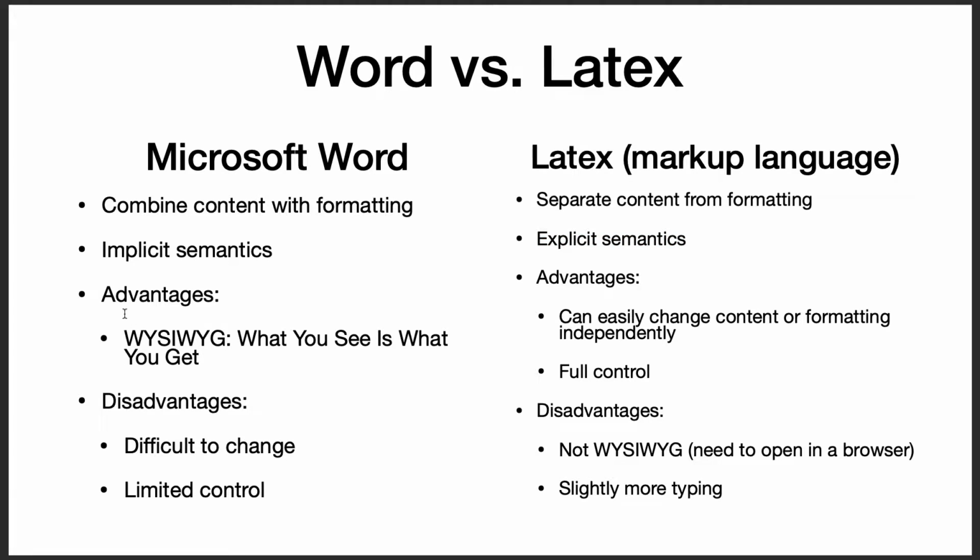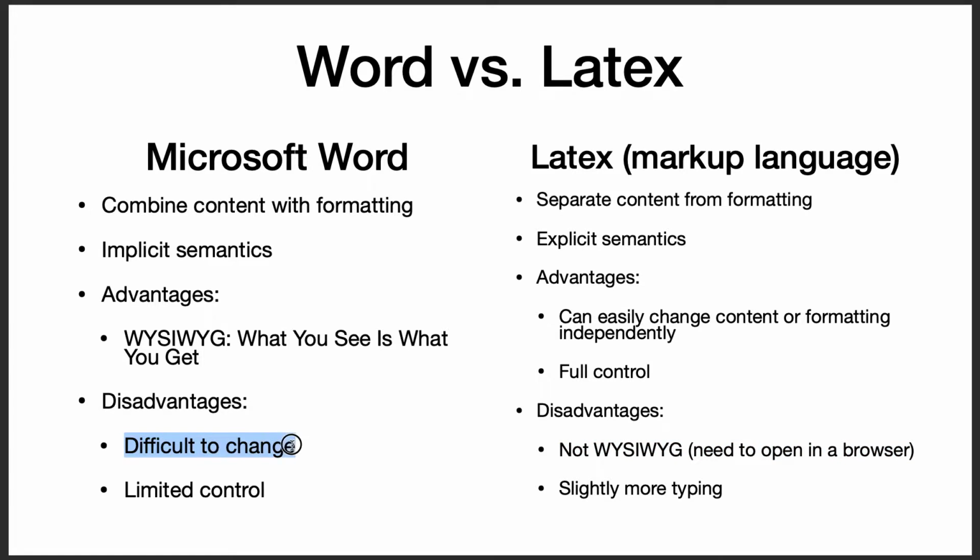Okay, and in terms of advantages for Microsoft Word, there is WYSIWYG, and I don't know how to pronounce it, but essentially it says what you see is what you get. So you can see the final look and feel of your document straight away as you work on it. Whereas in LaTeX, that's not the case. Essentially, you're writing some code, and you have to run the code, then you can see what your final report or document looks like. So there's an extra step.